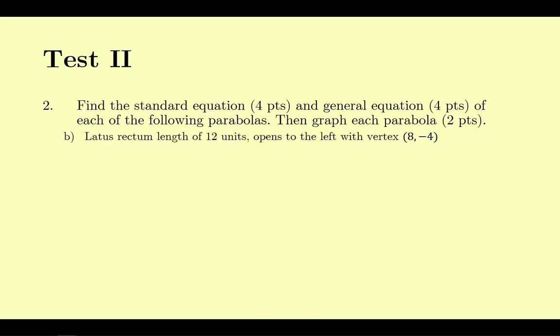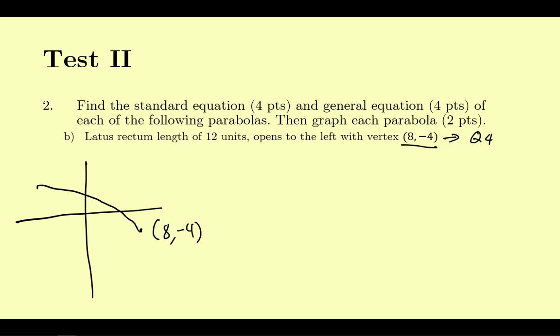given the latus rectum of 12 units, opens to the left with vertex at 8 and negative 4. So 8 and negative 4, that's in what quadrant? Quadrant 4. No, positive, negative. Right. Positive, negative. 1, 2, 3, 4. Now, we can create a rough graph of this one. Opens to the left. 8, negative 4. Opens to the left.